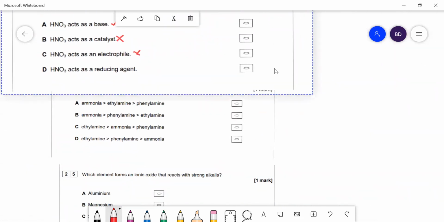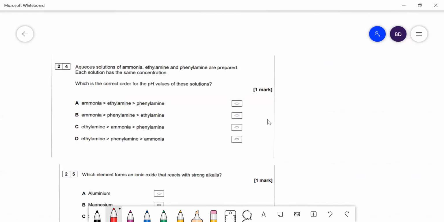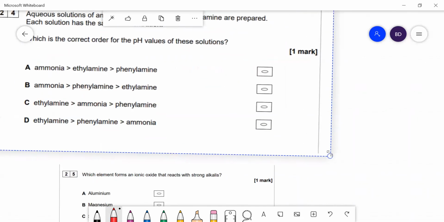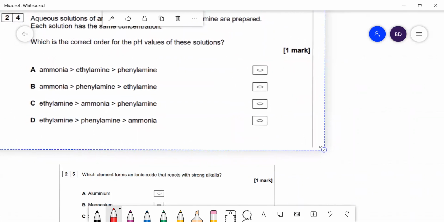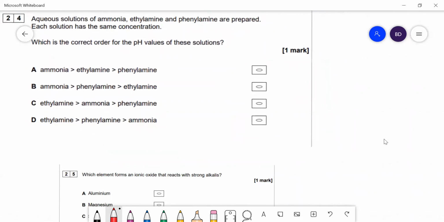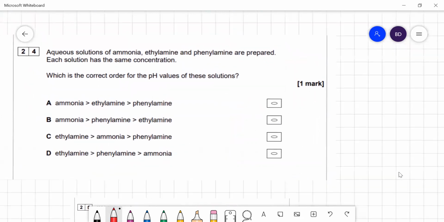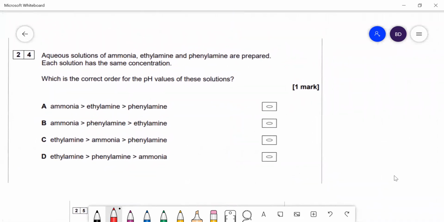Okay, this is about base strengths then, I think. Let's have a look at this. Right. So, aqueous solutions of ammonia, ethylamine, and phenylamine are prepared. Each solution has the same concentration. Okay, so we don't have to worry about the solubility. We just need to worry about the base strength. Right, so if you remember, phenylamine is a very weak base.